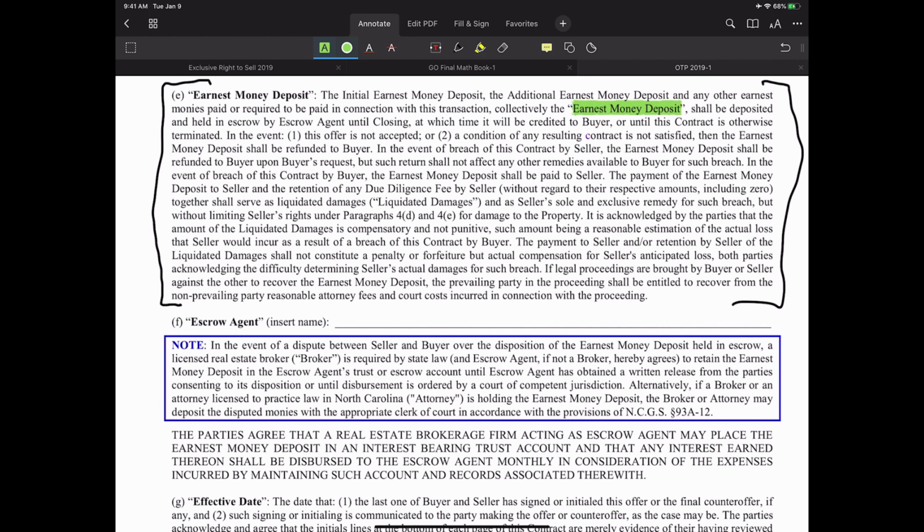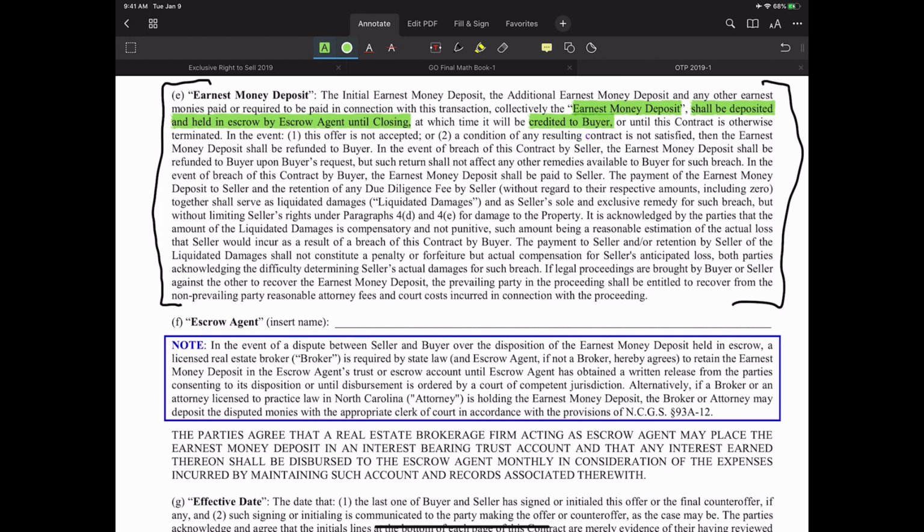And then those monies shall be deposited and held in escrow by an escrow agent until closing. Right? And then it's going to be credited to the buyer. So as long as the buyer buys the house, they will get their earnest money back as a credit at the time of closing, or settlement.